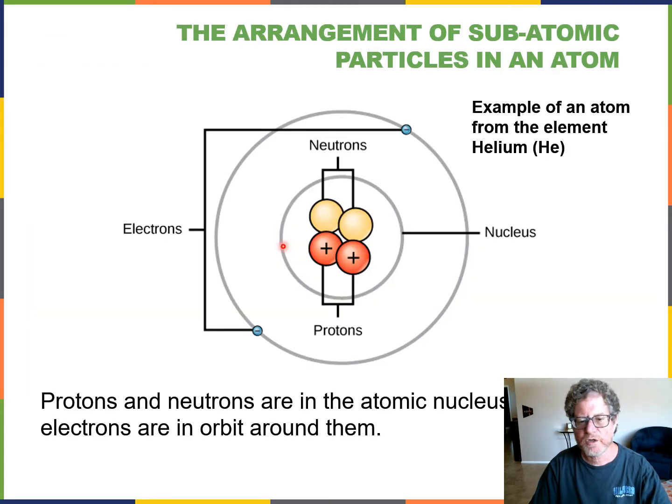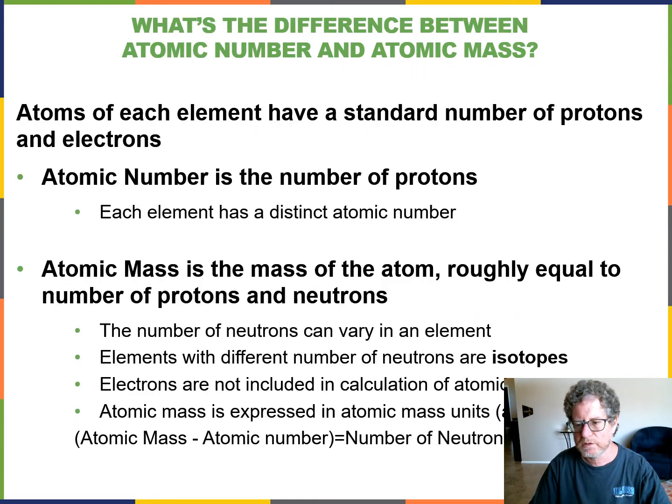So this figure is showing you that the protons and the neutrons are in the middle in the atomic nucleus, and the electrons are circling around in orbital shells. Atoms each have a standard number of protons, and we'll start out assuming that the atoms are neutral, so they'll have the same number of electrons.